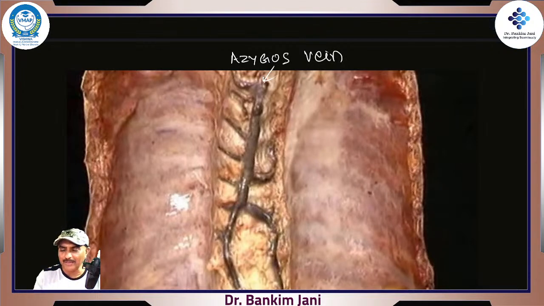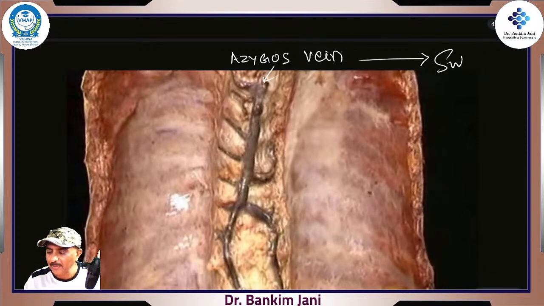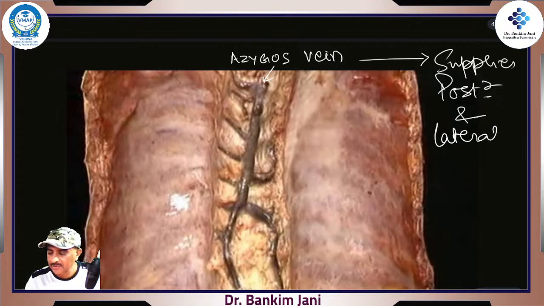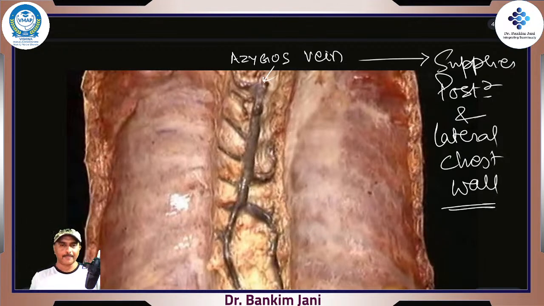And in one word, if we say what azygos will do, azygos will supply the posterior and lateral part of the chest wall. So simple. It means those vessels which are right on the vertebra, and then they will be going like this. So they'll be supplying the posterior part and the lateral part. So it supplies the posterior and lateral chest wall. Now things are easy.